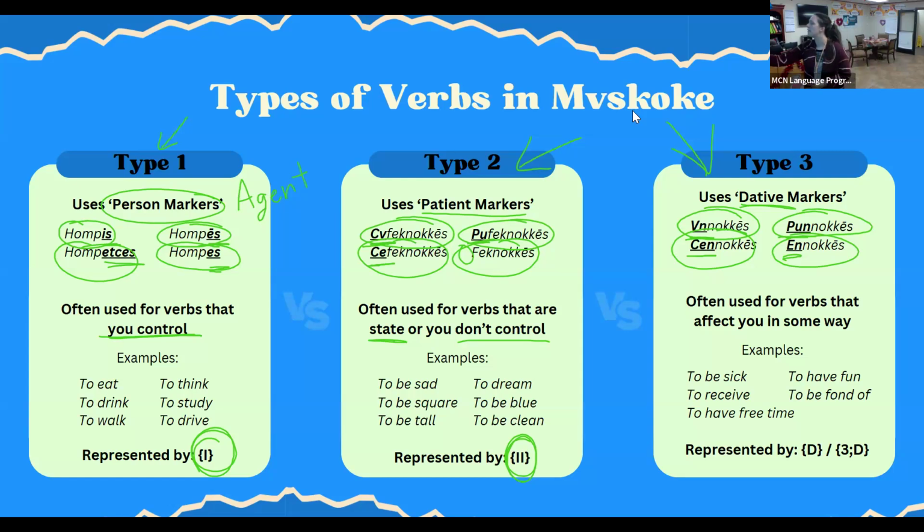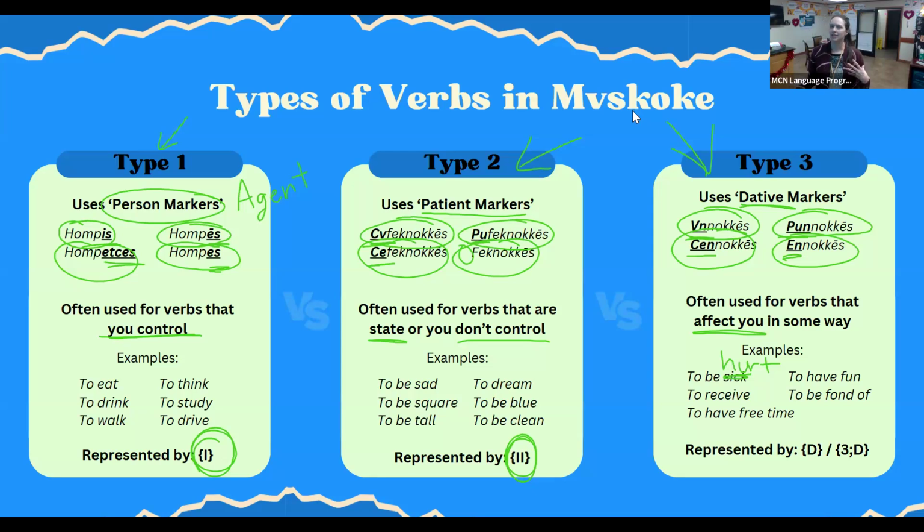They're often used for verbs that affect you. They affect somebody. They may not be the exact thing, they affect them. So examples, to be sick, right? Actually not to be sick, to be hurt is really what this one is. And so when you're hurt, it's affecting you. To receive, someone else is doing the action of sending something, you get it, right? You're affected by it. To have free time. That one's more conceptual and abstract. To have fun is one of these, which is also abstract. And then to be fond of.